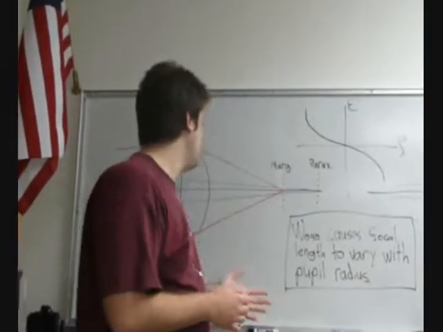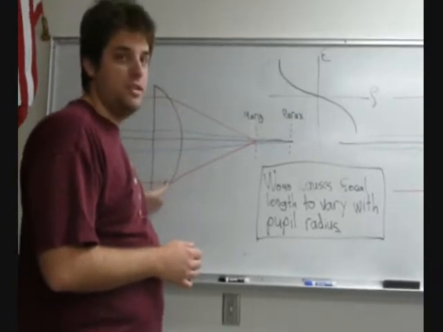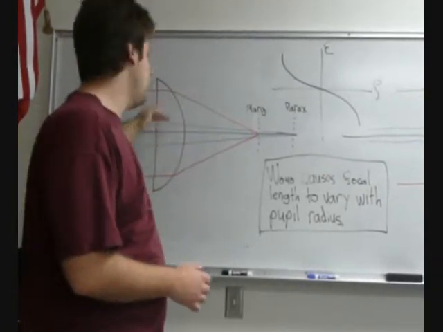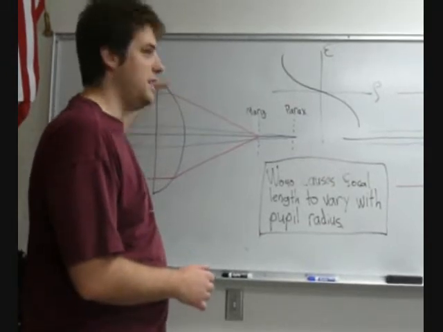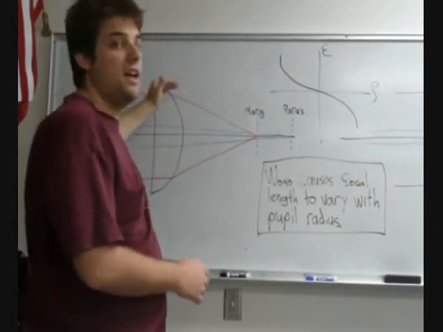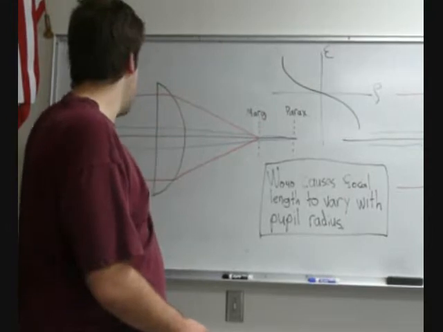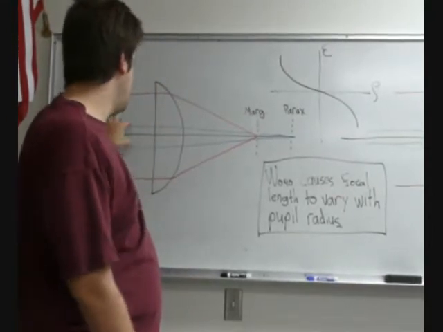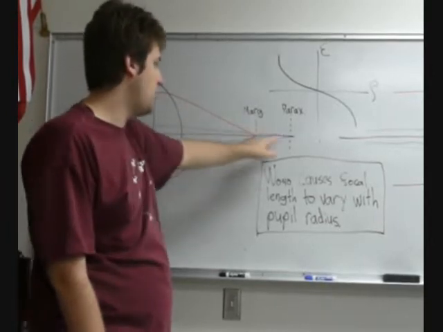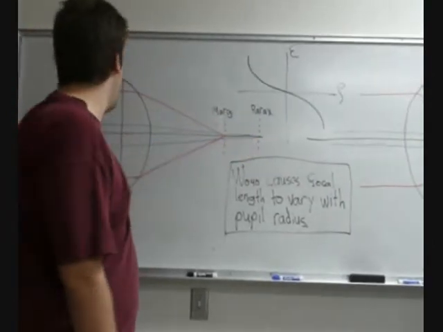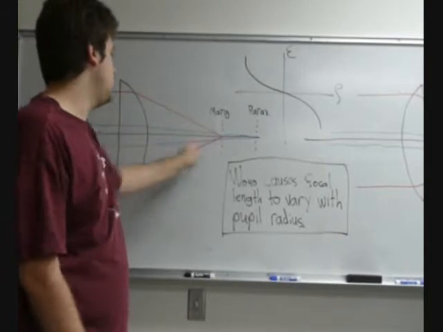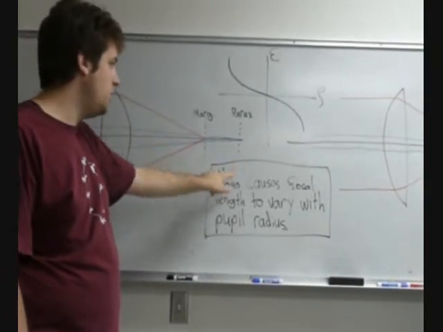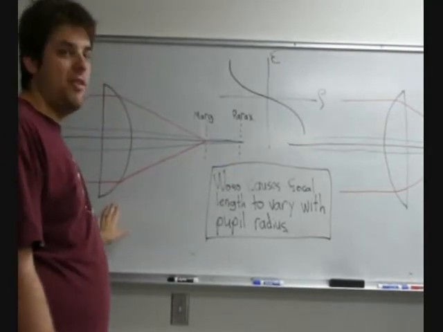Spherical aberration results from the fact that we use spherical surfaces on lenses, and it means that the focal length varies with the pupil radius, so as we go further out on the lens. If we have a positive lens, spherical aberration will cause the rays that are closest to the optical axis, the paraxial rays, to come to focus behind the outer rays, which are the marginal rays. And this distance between paraxial and marginal focus depends on the shape factor of the lens.